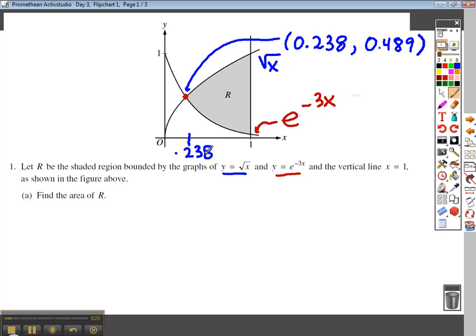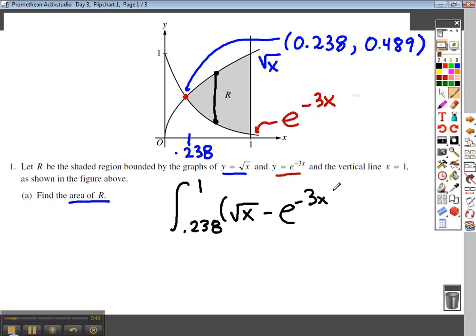The first part of the question is asking us to find the area of R. Easy enough. To find the area of R, I'm going to do top minus bottom, and I'm going to integrate the rectangles as we go across. So it's going to be the integral from 0.238 to 1, and the top function is radical x. The bottom function is e to the minus 3x dx. This is a calculator portion, so I'm going to plug it in the calculator. And the calculator says that this area is approximately equal to 0.443. It doesn't ask for units, so I'm not going to give it any units.